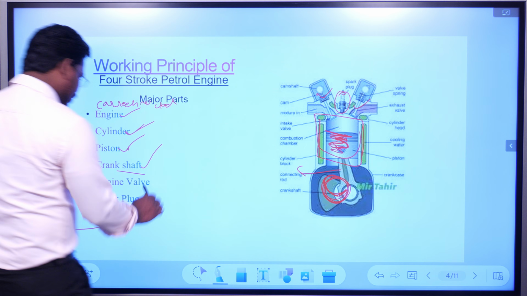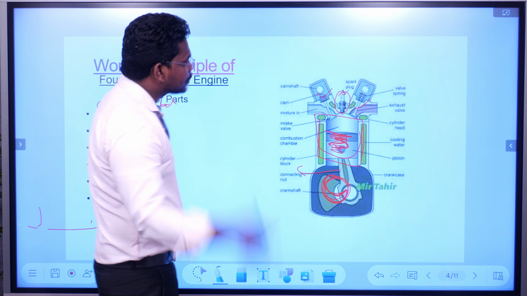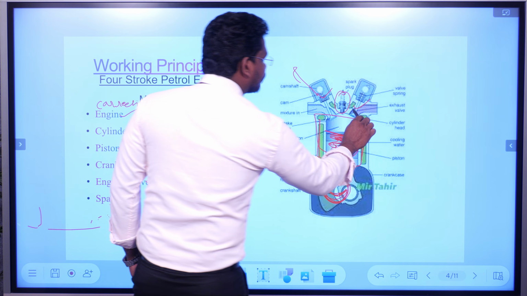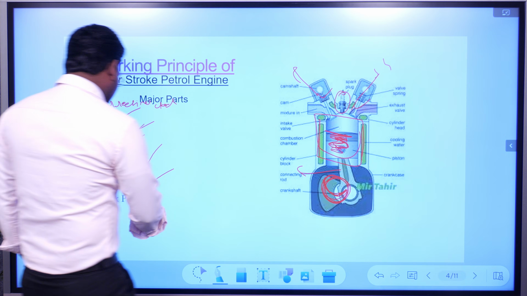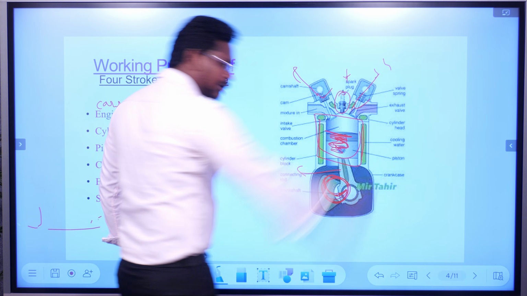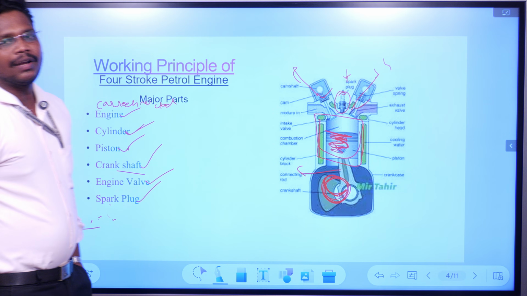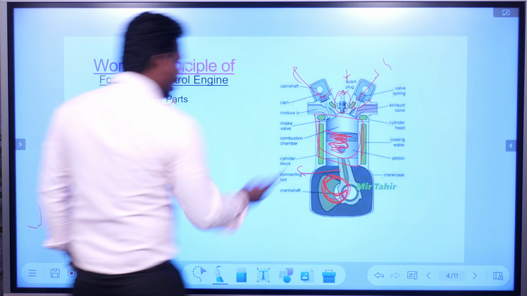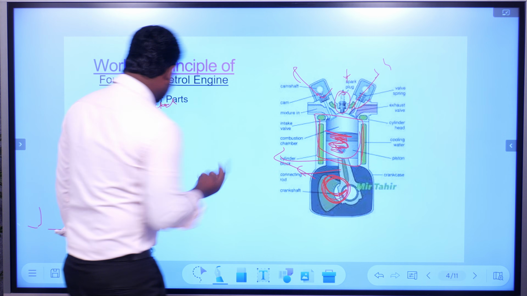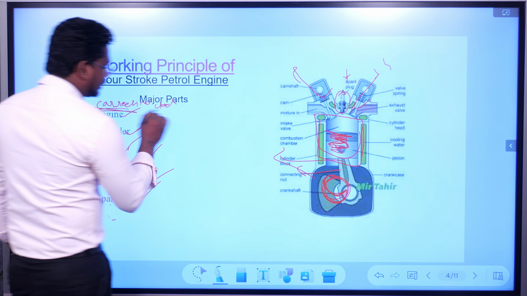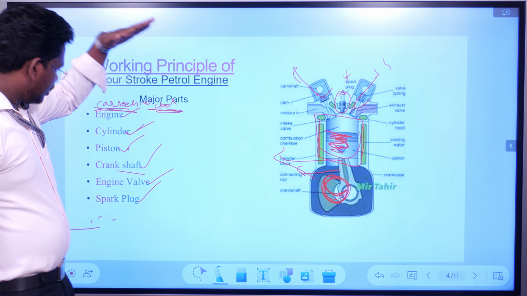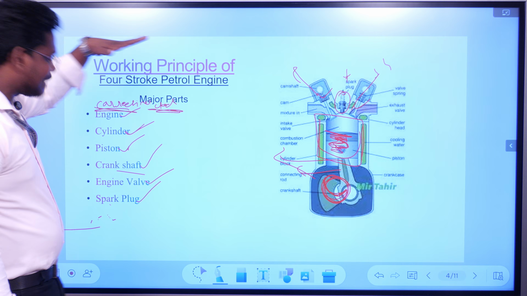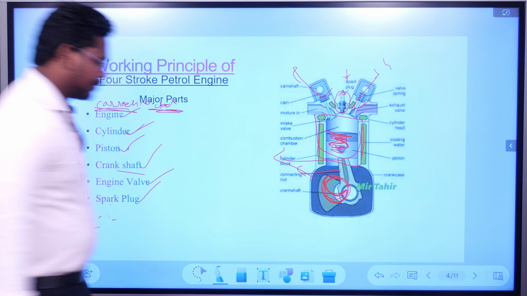The crankshaft rotates 360 degrees. Next, the engine valves. There are 2 valves: number 1, inlet valve, number 2, exhaust valve. Spark plug: the SI engine has a spark plug. The CI engine has a fuel injector. That is the difference. Last and final part, the connecting rod. These 7 parts are the major parts of an engine.